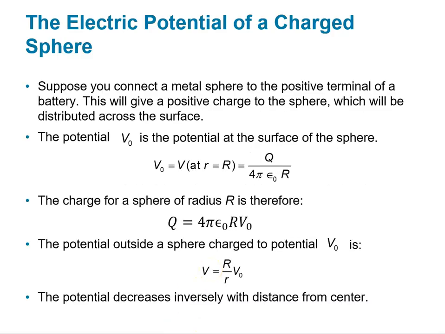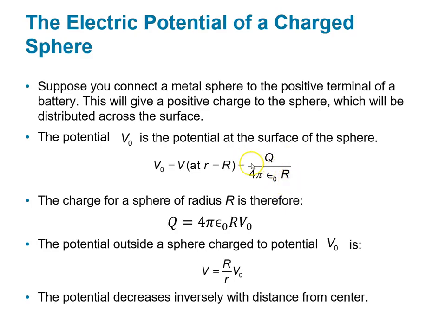Okay, so if you're at the surface of the sphere, we're going to call that V sub 0. That's the potential at the surface of the sphere. So that's at the point where R, lowercase r, is equal to the radius of the sphere, which we're going to call uppercase R. So that's equal then to Q divided by 4 pi times epsilon naught times R.